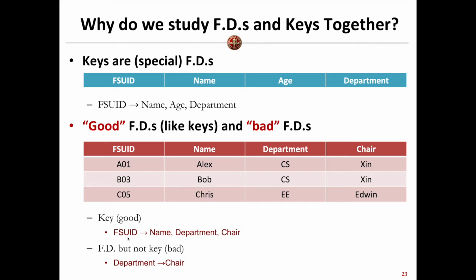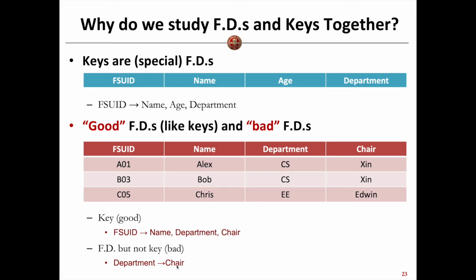They have 2 conditions. The first one is that it can imply all the attributes. The second one is that none of its subsets can imply all the other attributes. So both of these 2 conditions are very important to find the keys, right? Besides this very good FD, we can also find another FD which is shown at the bottom: department implies chair. This FD is correct, right? Because given a department, we can find one single chair of the department.